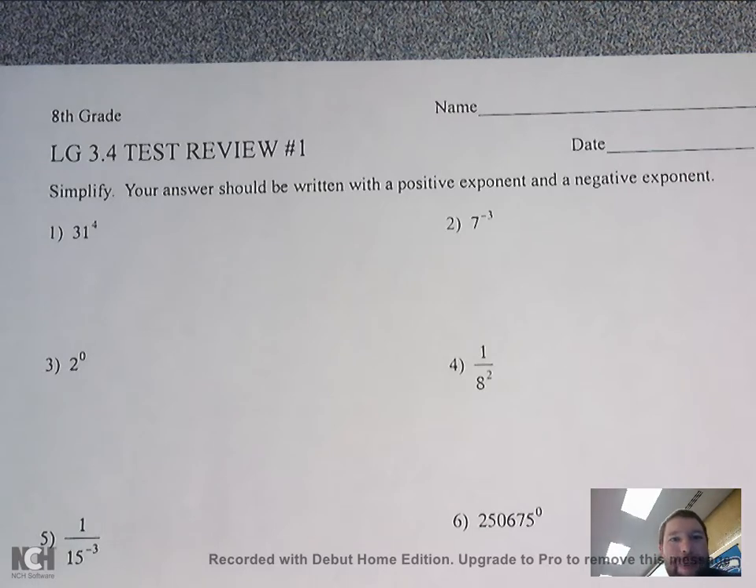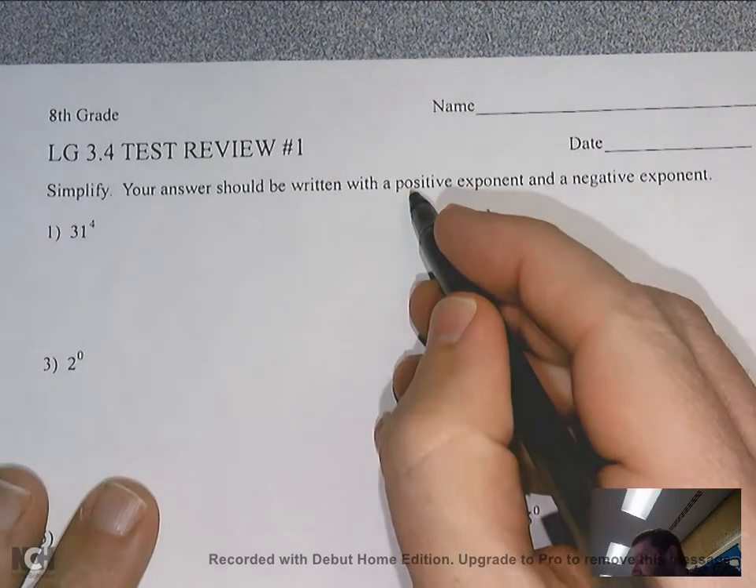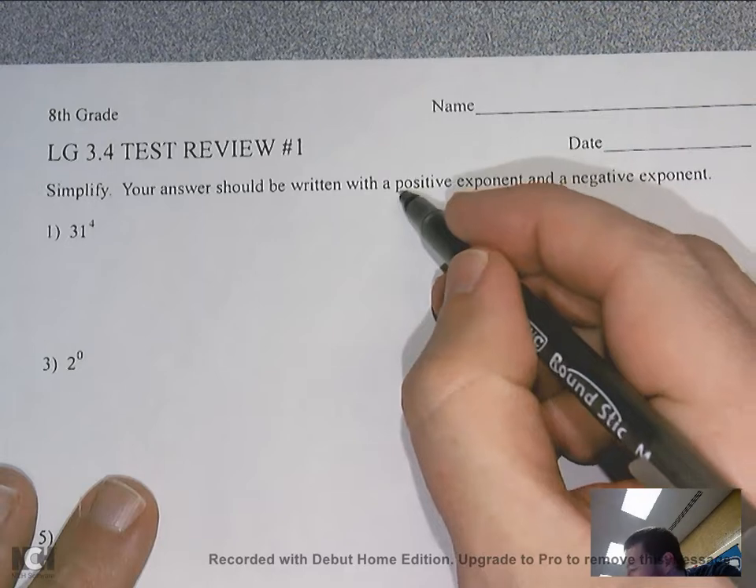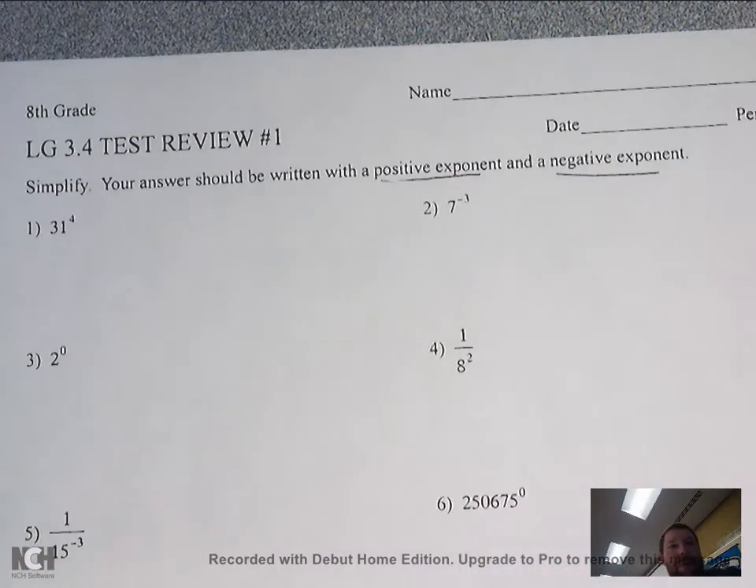This is your exponent test review. So this is going over all the different exponential properties. And again, just like all your other assignments in this unit, you should have positive and negative exponents for your answers. You'd have two answers. Now let's review all these different rules that we have talked about in this unit.